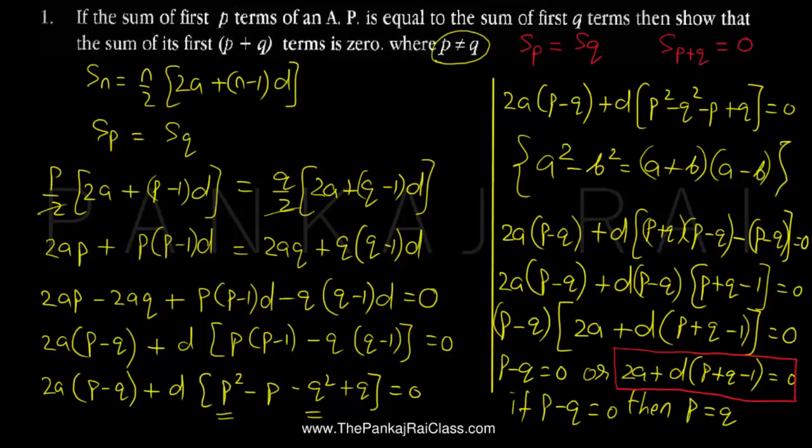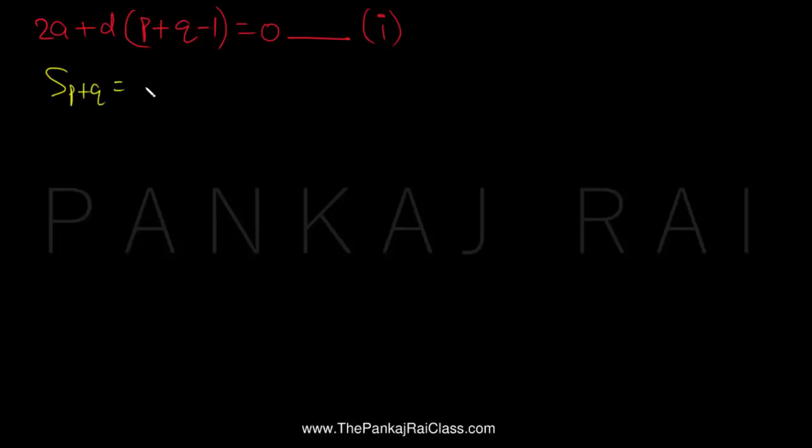Now let me write it down over the next page. So we are having that 2a plus d times p plus q minus 1 is equal to 0. This is what we have got. Let us name it as equation number 1. Now we have to prove that S of p plus q is equal to 0.